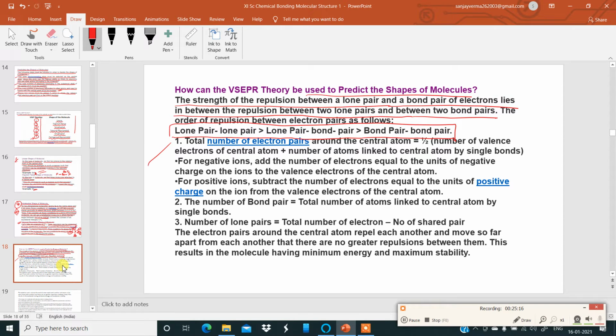To use the VSEPR theory to predict the shape of the molecules, the total number of electron pairs around the central atom is equal to half the number of valence electrons of the central atom plus the number of atoms linked to the central atom by single bonds. For negative ions, remember, add a number of electrons equal to the units of negative charge on the ion to the valence electrons of the central atom. Okay, so this will be clear only if we do some examples later on in this chapter.